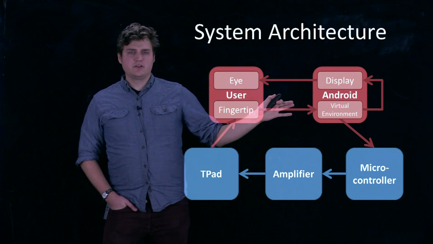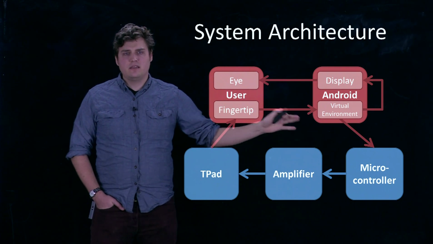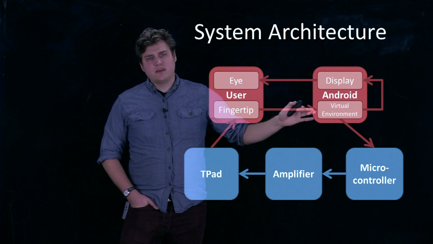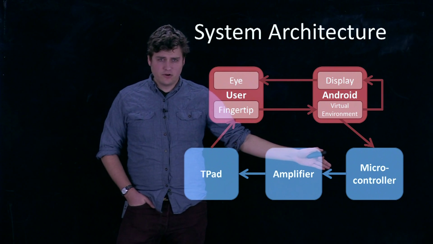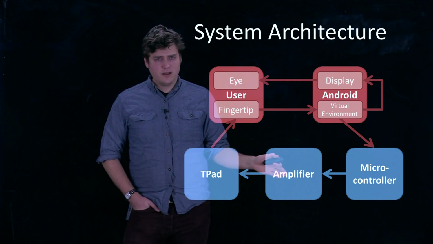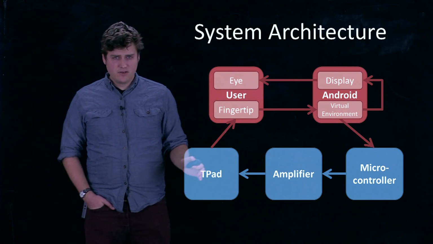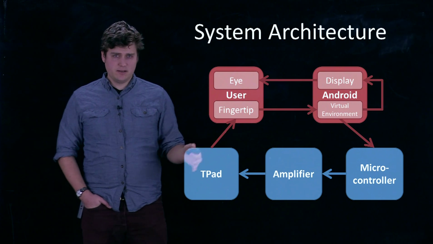So now instead of the virtual environment simply updating the visual display, it's also updating the TPad display. We have some libraries where you basically calculate a friction value that gets sent out to the microcontroller that lives on our electronics board. That signal is amplified and conditioned and then sent out to the TPad itself. And all this is so that you can wrap around some feedback back to the fingertips.